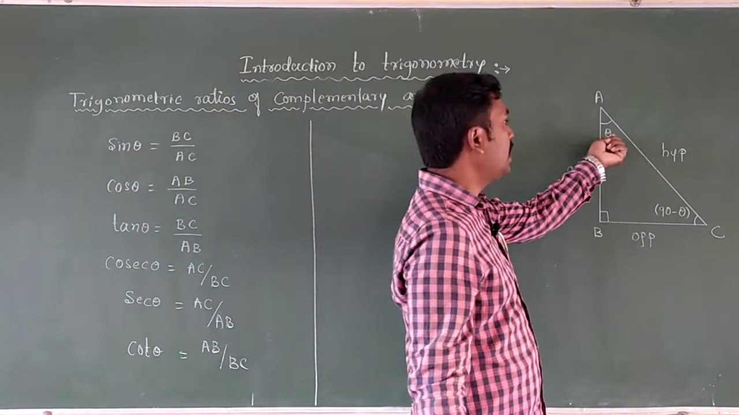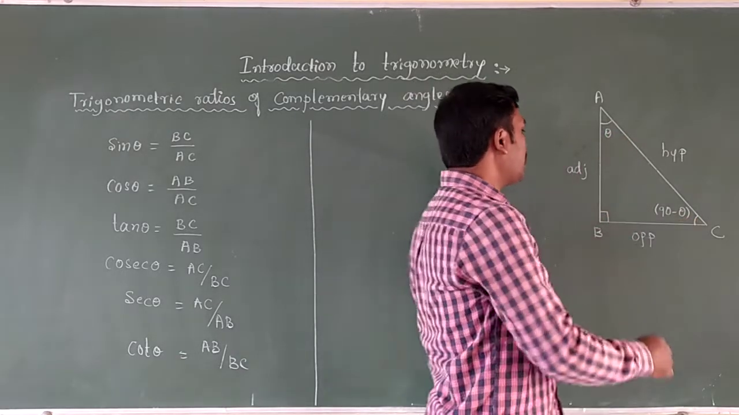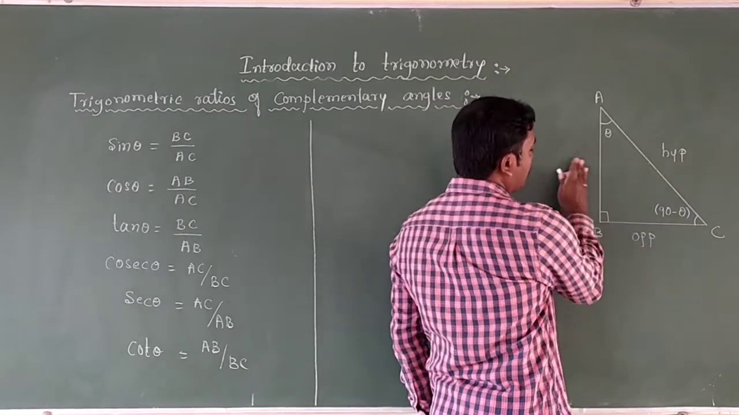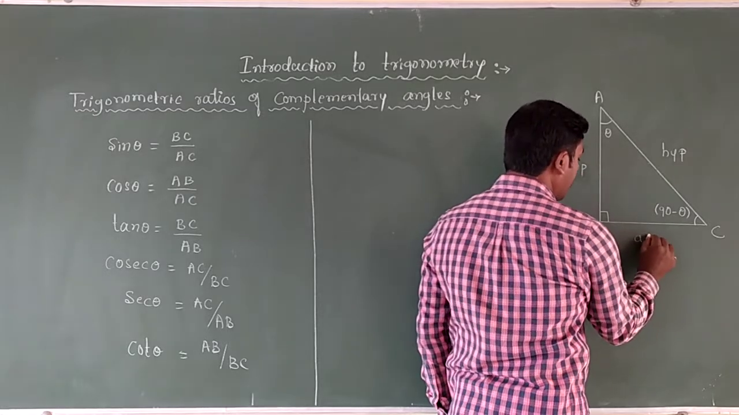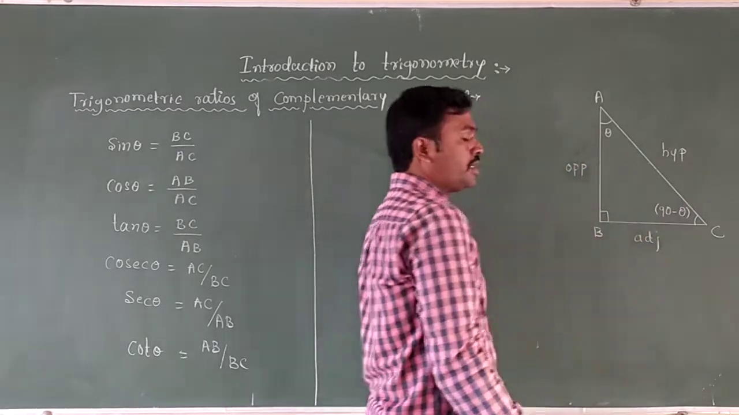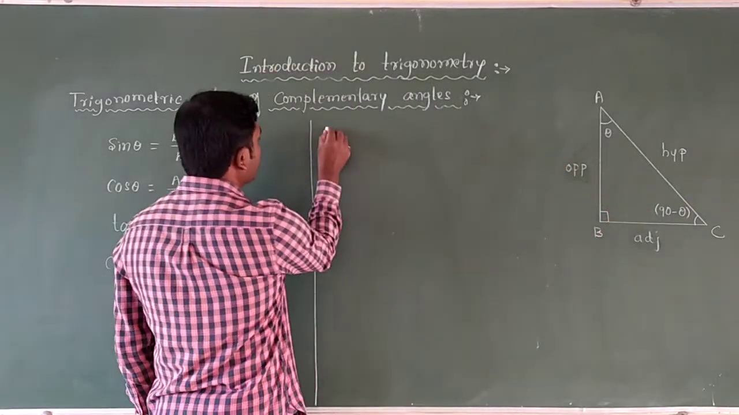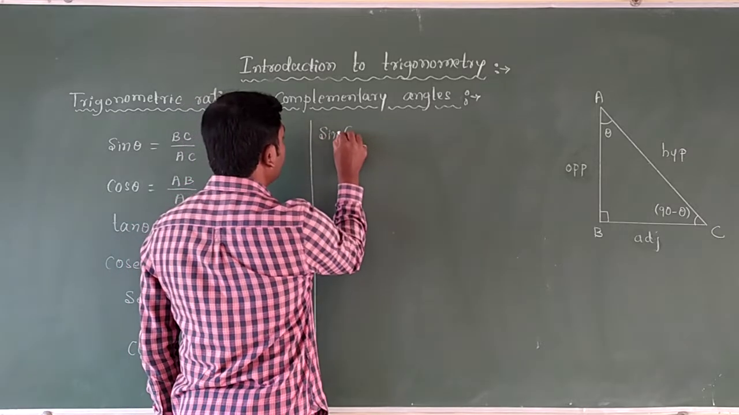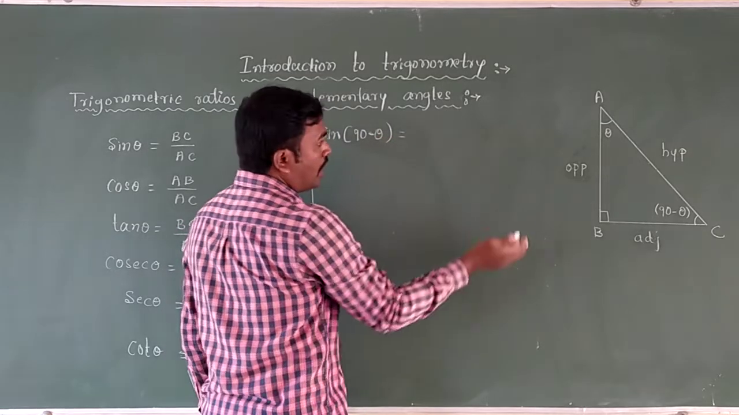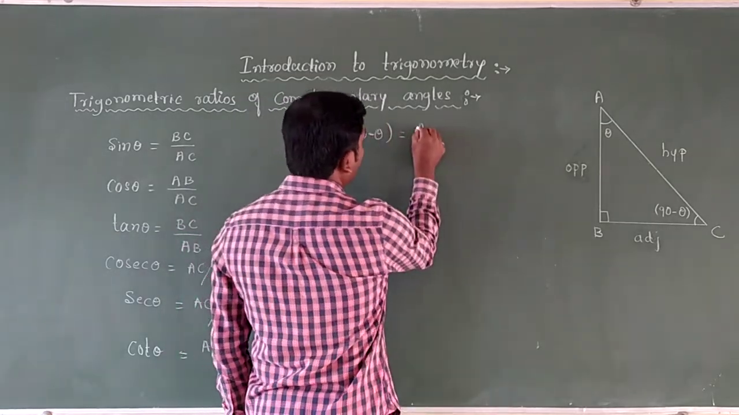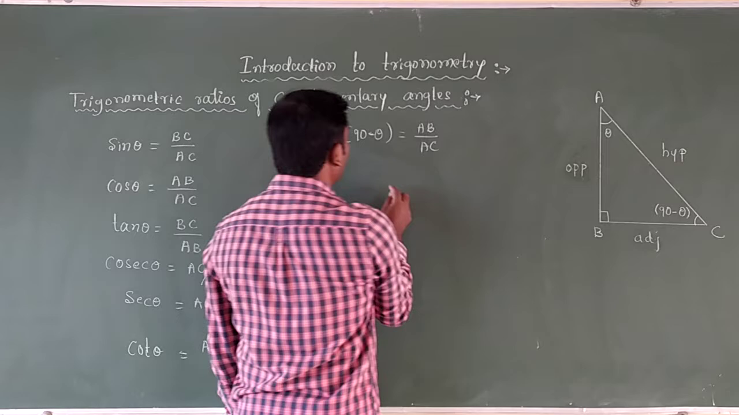These are the trigonometric ratios of angle A, that is theta. Let us write the trigonometric ratios of angle 90 minus theta. If we consider this angle as the reference angle, then this becomes the opposite side and this becomes the adjacent side, and the hypotenuse remains the same. Sin 90 minus theta is opposite by hypotenuse, AB divided by AC.